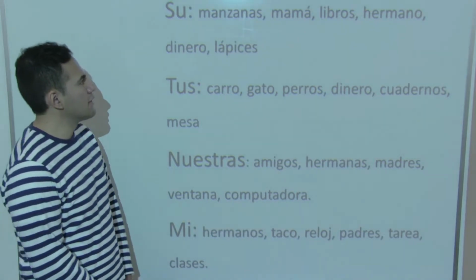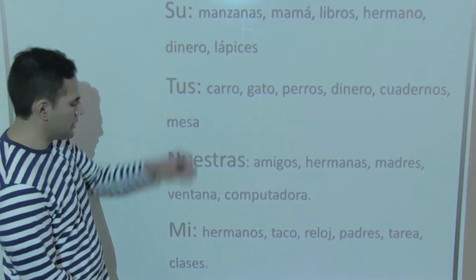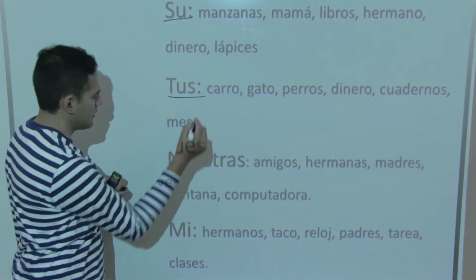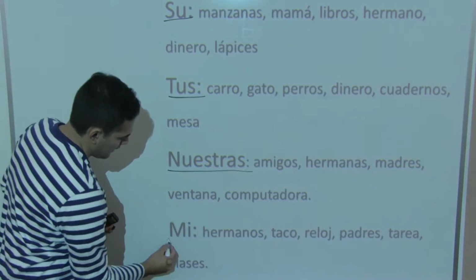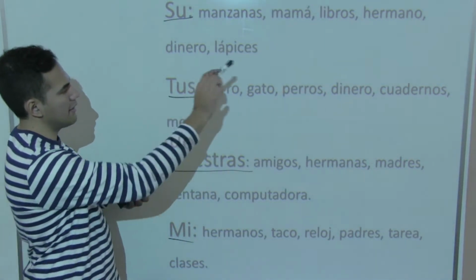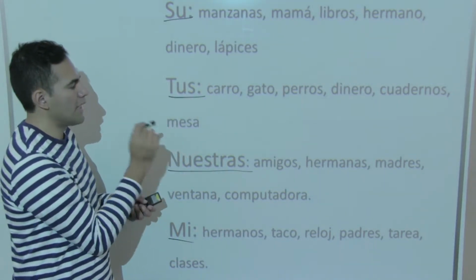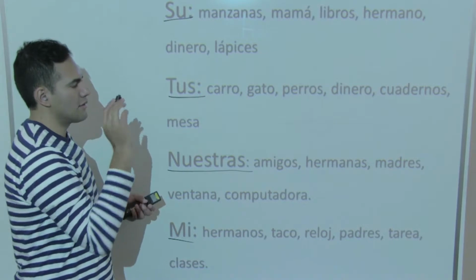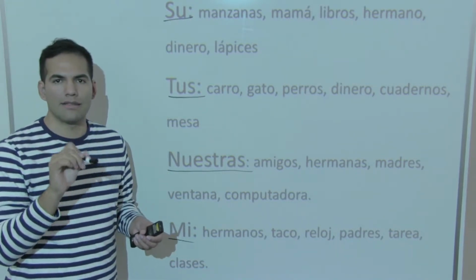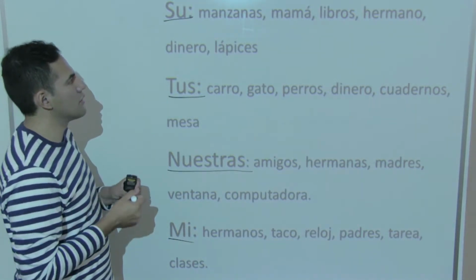So what I want you to do now is look at these words. So here you have some possessive adjectives. You have su, tus, nuestras, and mi. And what I want you to do is read the list or the group of words next to the possessive adjectives, and select the ones that belong to the group. For example, I'll do the first one.